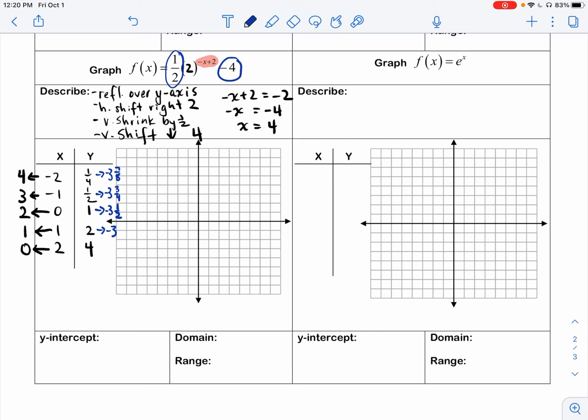You can see where this is going. 2 times 1/2 is 1 minus 4 is -3. 4 times 1/2 is 2 minus 4 is -2. So now I think I'm ready to graph this. 4 yields -3 7/8. 3 gives us -3 3/4. 2 gives us -3 1/2. 1 gives us -3. 0 gives us -2. So this graph is going to look something like this.